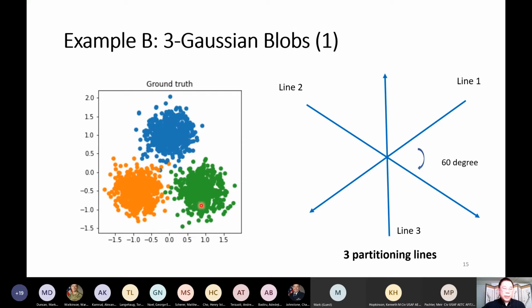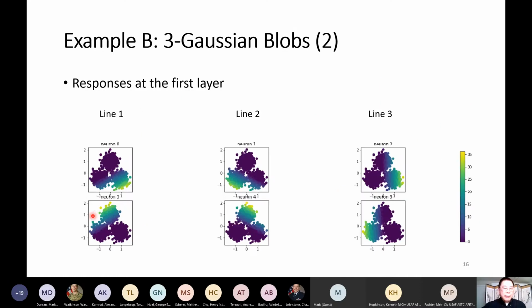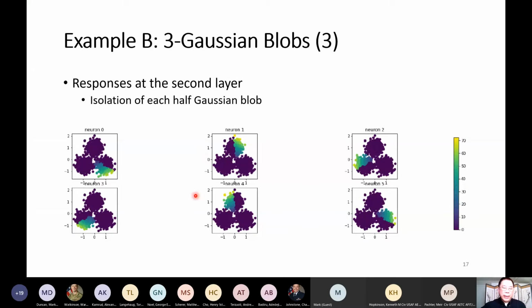These are the 3 Gaussian blobs. We can cut these 3 lines in order to get the 3 half planes. So cut here, and cut here. And then the response, you will see something like that. Cutting this line was like that, and then cutting another like that, cutting another like that. So we have the 3 cutting planes, we have 6 neurons. And now we have to isolate that.